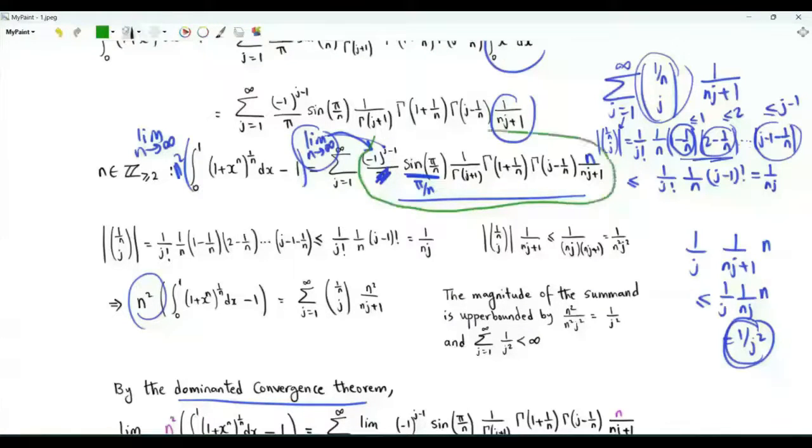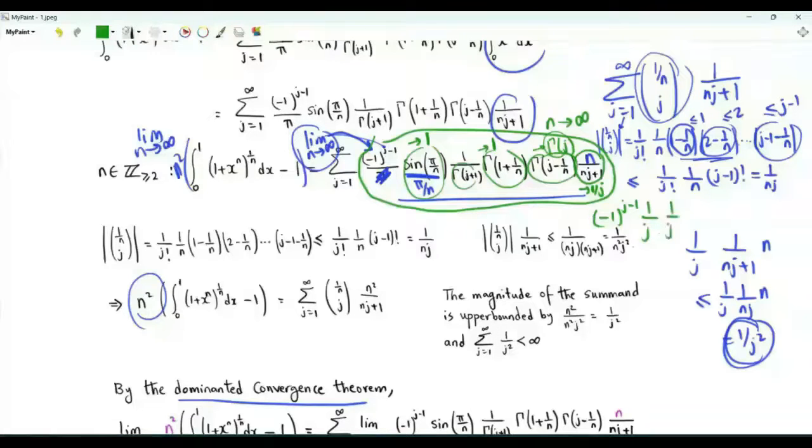The question now is what happens to these terms as n tends to infinity. Sine of pi over n divided by pi over n tends to 1 as n tends to infinity. Gamma of 1 plus 1 over n tends to gamma of 1, which is 1. Gamma of g minus 1 over n tends to gamma of g as n tends to infinity. n over ng plus 1 tends to 1 over g as n tends to infinity. So as n tends to infinity, the summand tends to minus 1 to the power g minus 1, times 1 over g. Gamma of g divided by gamma of g plus 1 is 1 over g.